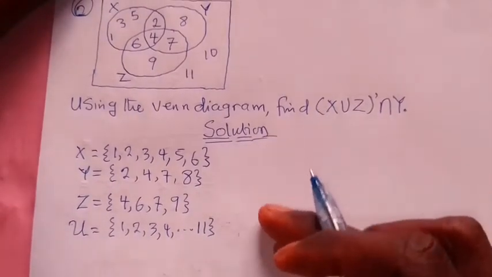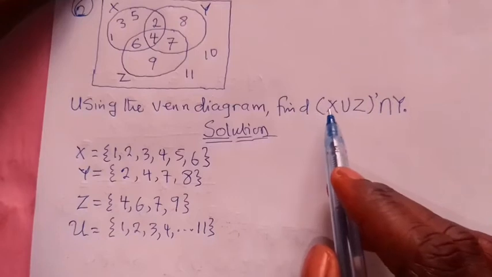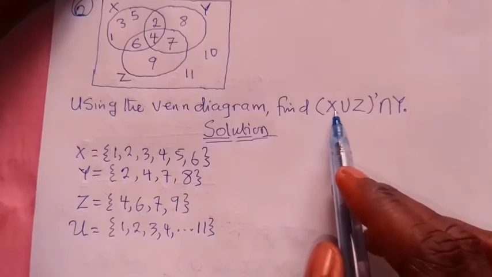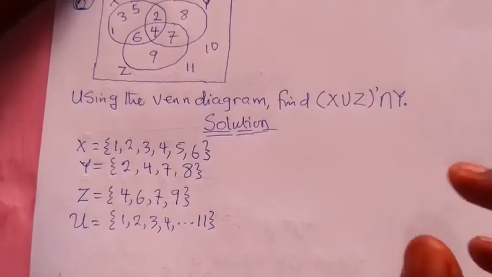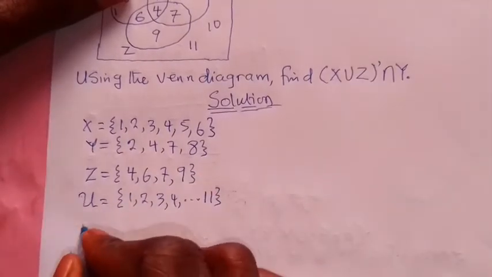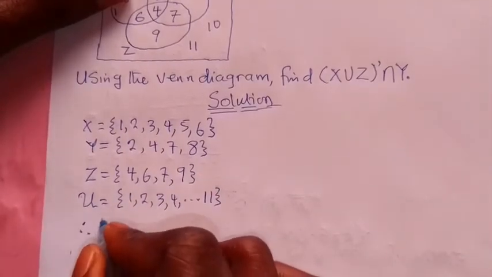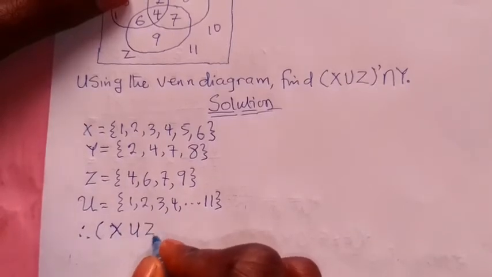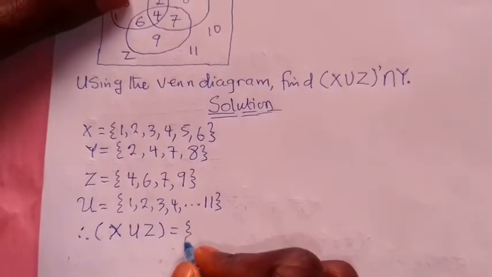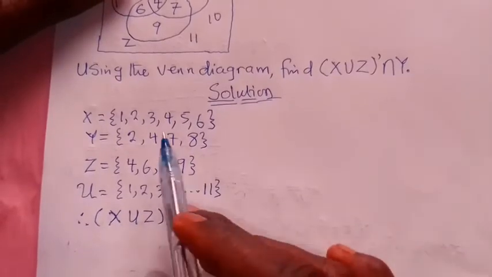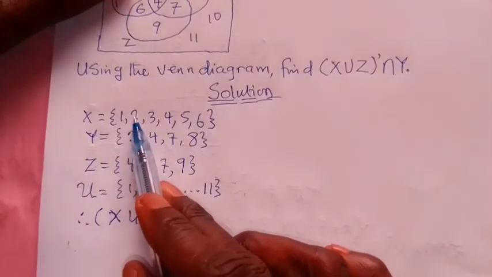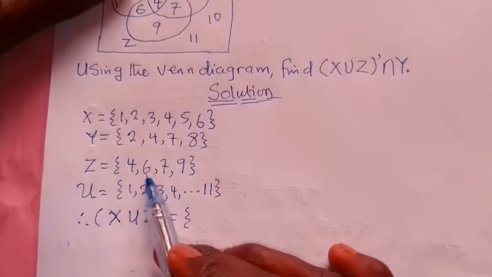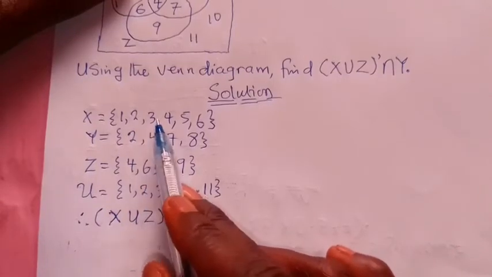Now, since we have identified the elements, the next thing we are going to do here is to get our X union Z. That's the first thing we are going to do. So we can say, therefore, for the X union Z, we are to combine the elements of X and Z. That's what we have to do, to combine the elements of X and Z.